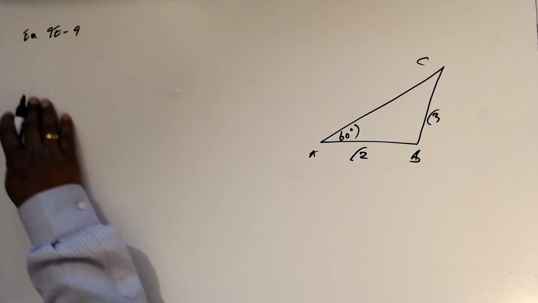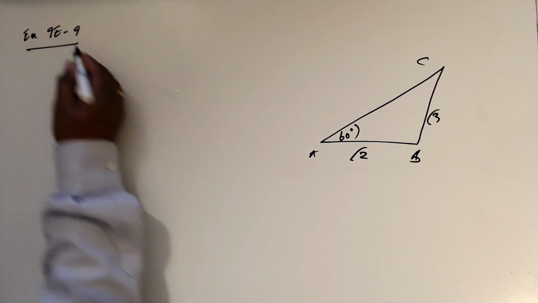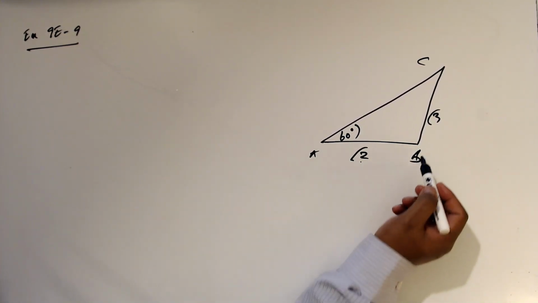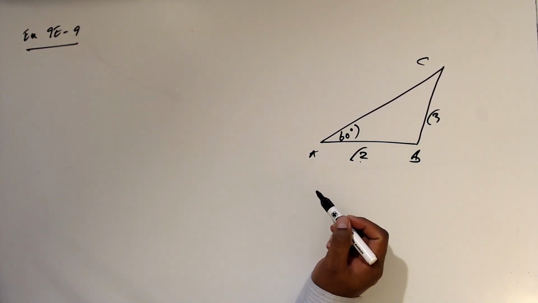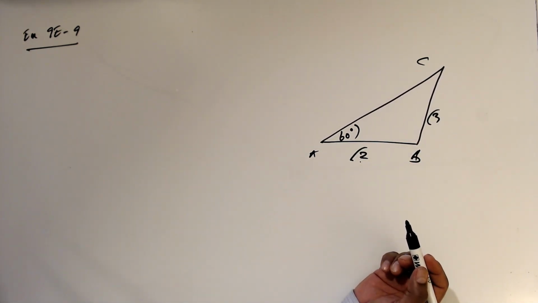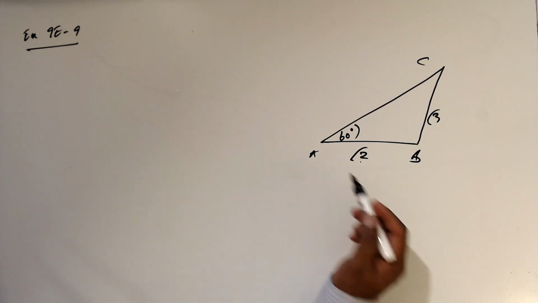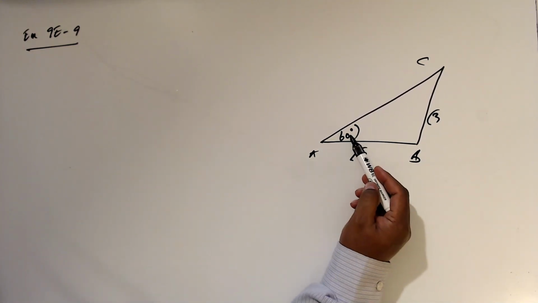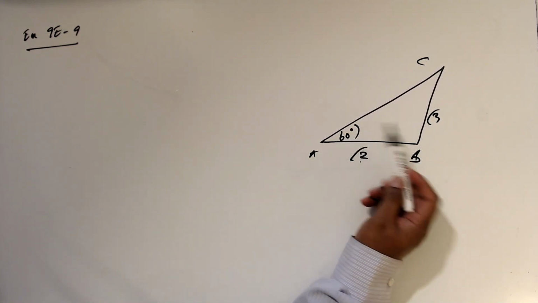Question number 9. Triangle ABC. AB is given as square root 2, BC is given as square root 3, and we want to find this angle. And then we want to find AC. When I look at this data, I can see clearly a pair is there.